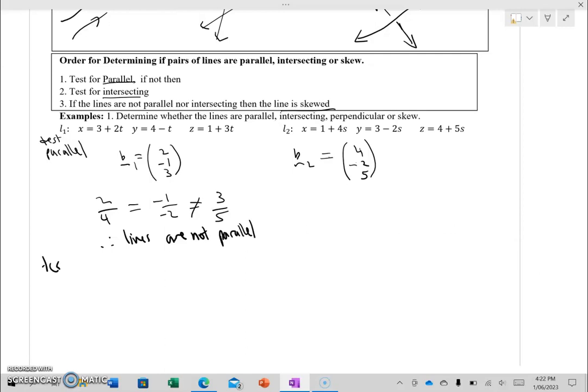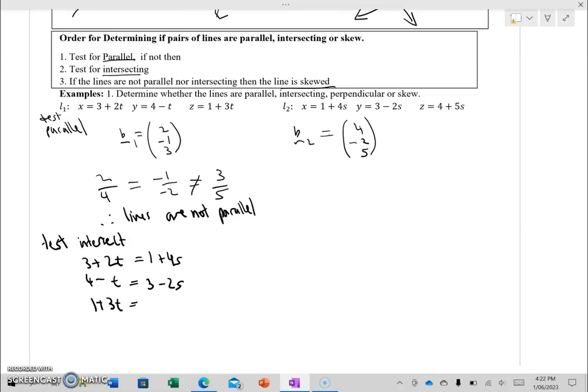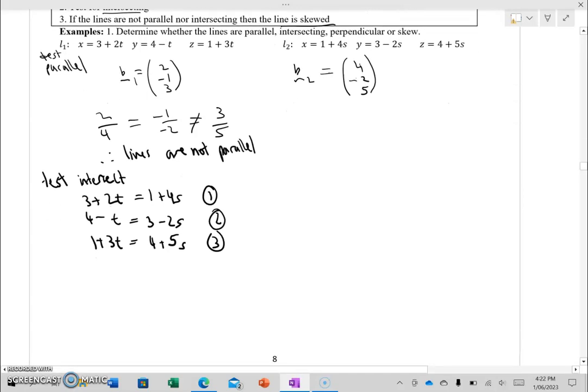Next, we're going to test if they intersect. Let's equate the parametric equations for x, y, and z. For x, that'll be 3 plus 2t equals 1 plus 4s. For y, that'll be 4 minus t is equal to 3 minus 2s. For z, that'll be 1 plus 3t equals 4 plus 5s. So it's equations 1, 2, and 3. 3 equations, 2 unknowns. We pick 2 equations and solve simultaneously.